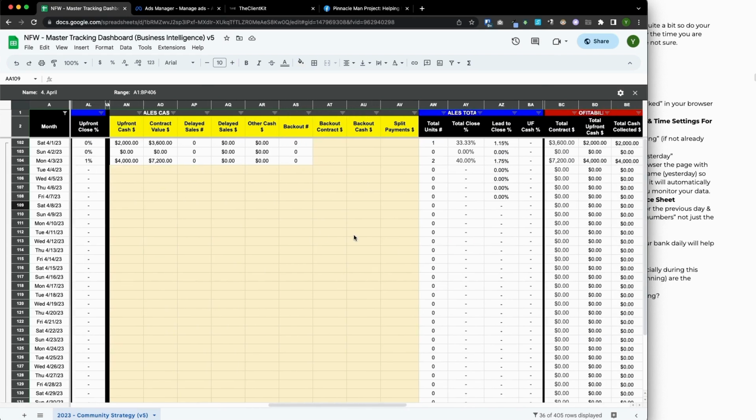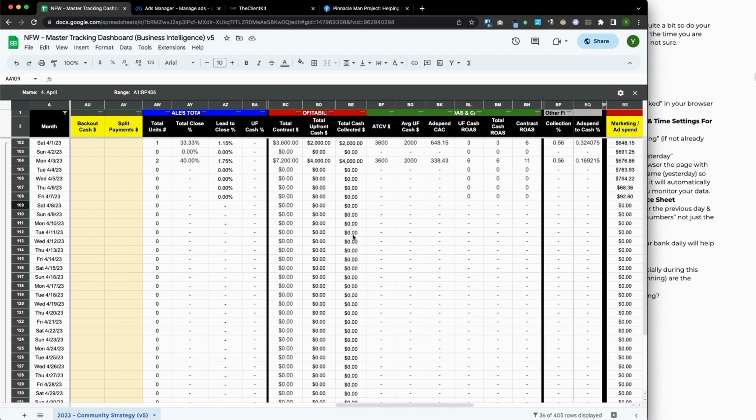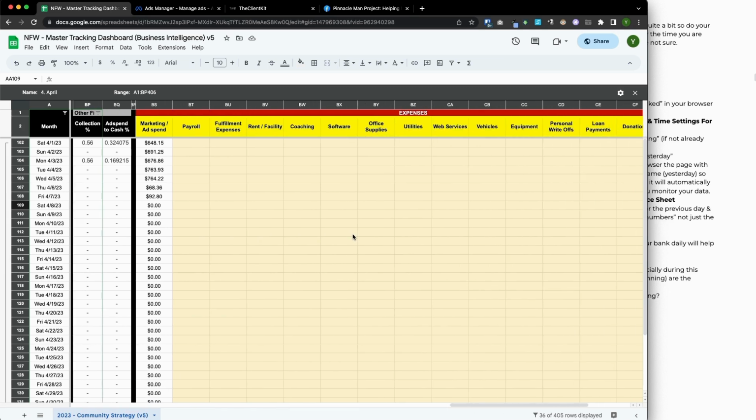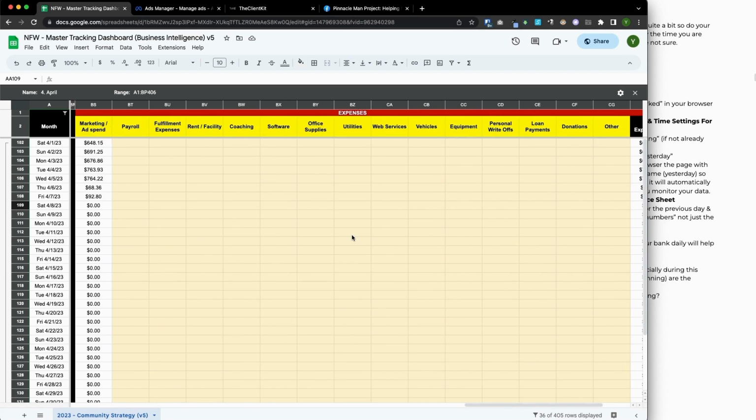However, I will mention over here, if we go all the way to the right, and again, if you hold shift on the keyboard and then use your mouse wheel to scroll all the way to the right, you will see that at the very end of the master tracking sheet, there is an expenses section, okay? So normally in the morning, it is a very good opportunity to go in and put in expenses as well. You would have another tab open here with your business bank account, and you want to see, hey, do I have any business expenses here? Not personal expenses, business expenses.